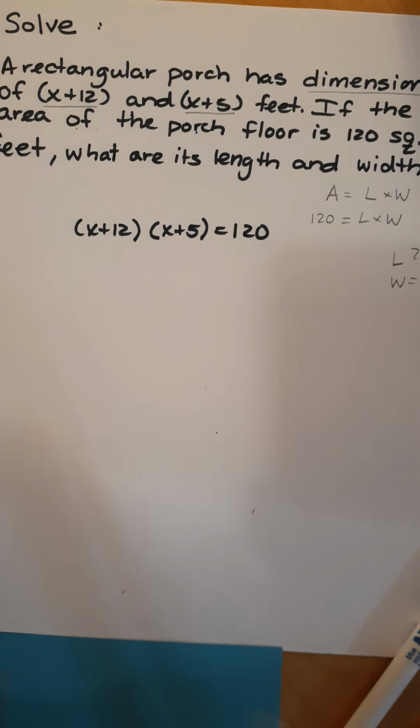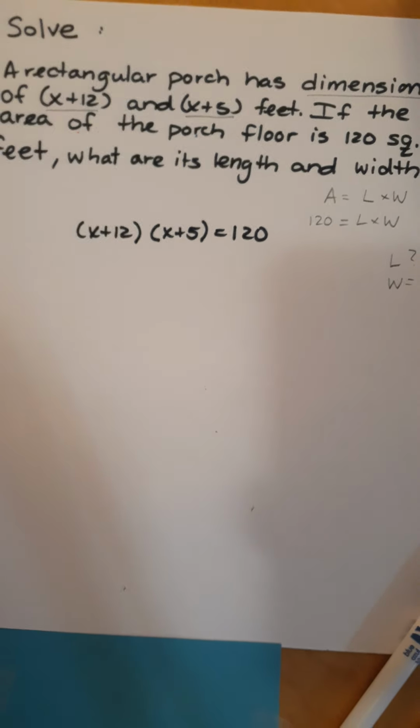So we're going to do a small word problem using factoring. And this is a basic finding the area question. If you look at it, it says a rectangular porch has dimensions of x plus 12 and x plus 5 feet. If the area of the porch floor is 120 square feet, what are its length and its width?